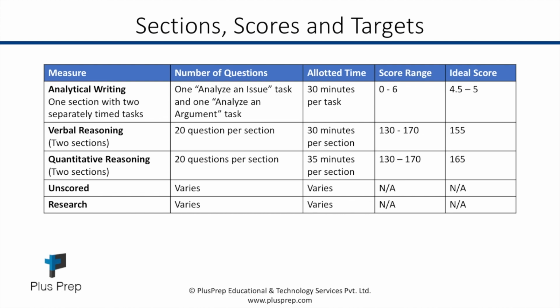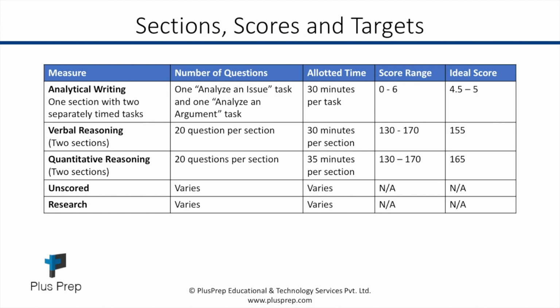The next component is the verbal reasoning. There are 2 sections here, and together these give you a score of 130 to 170. Now these 2 sections can be interspersed in any order throughout the rest of the test, but what will be common is that they will each have 20 questions and they will each be 30 minutes long. These 2 together will give you a score of 130 to 170, of which a 155 is considered an ideal score for most Asian or Indian students.